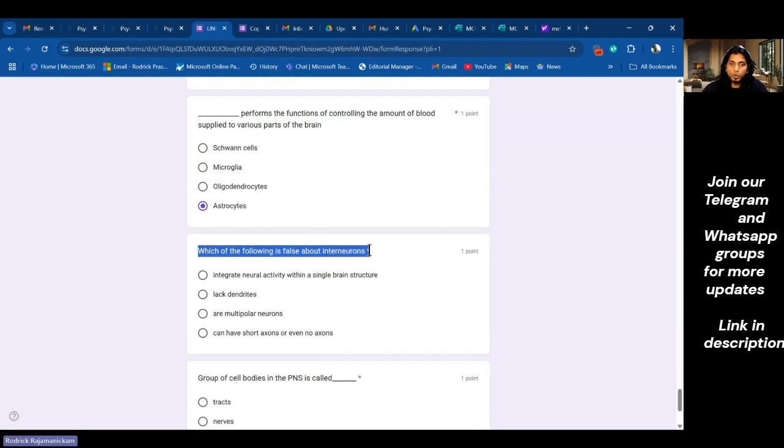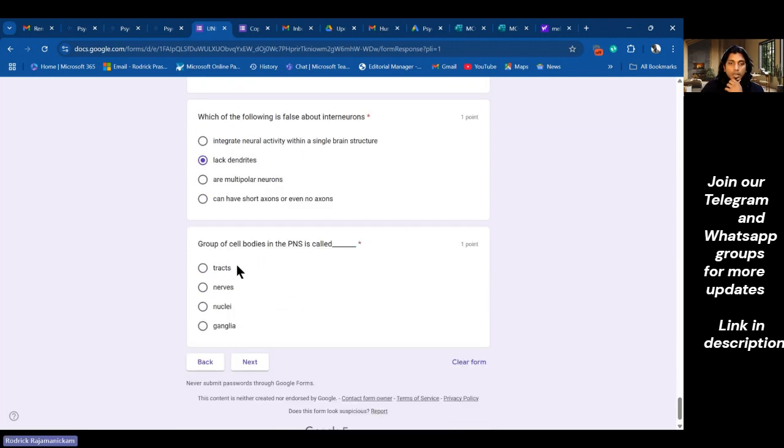Which of the following is false about interneurons? We just saw that they are basically neurons without axons in the brain. They integrate neural activity. Yes, they do that. They lack dendrites? No, they do not lack dendrites. They lack axons. They are multipolar neurons. Yes, they have several dendrites. They can have short axons or even no axons, but they do have dendrites. Otherwise, they would not be able to connect with each other. So this is false about interneurons.